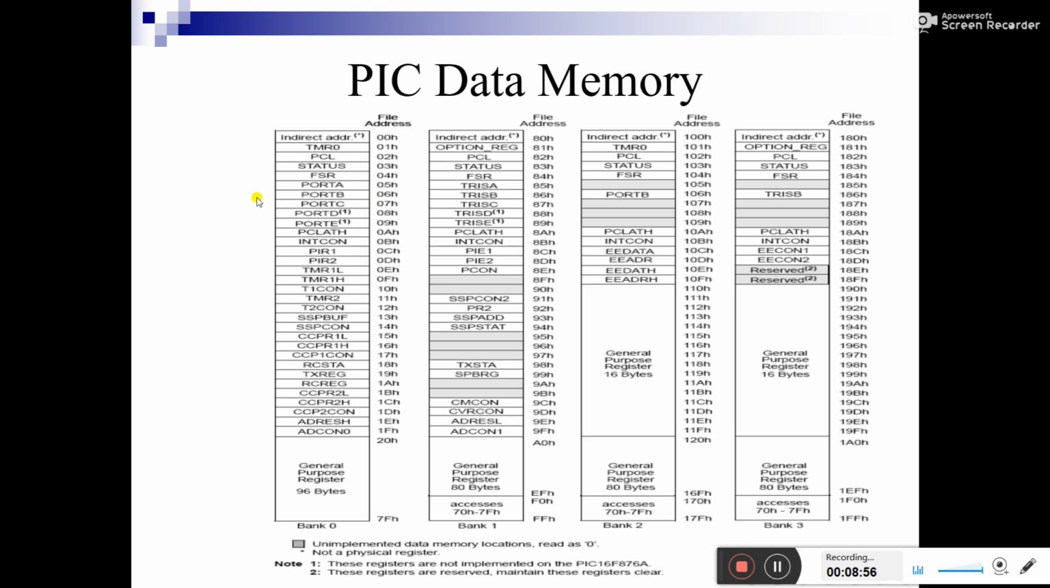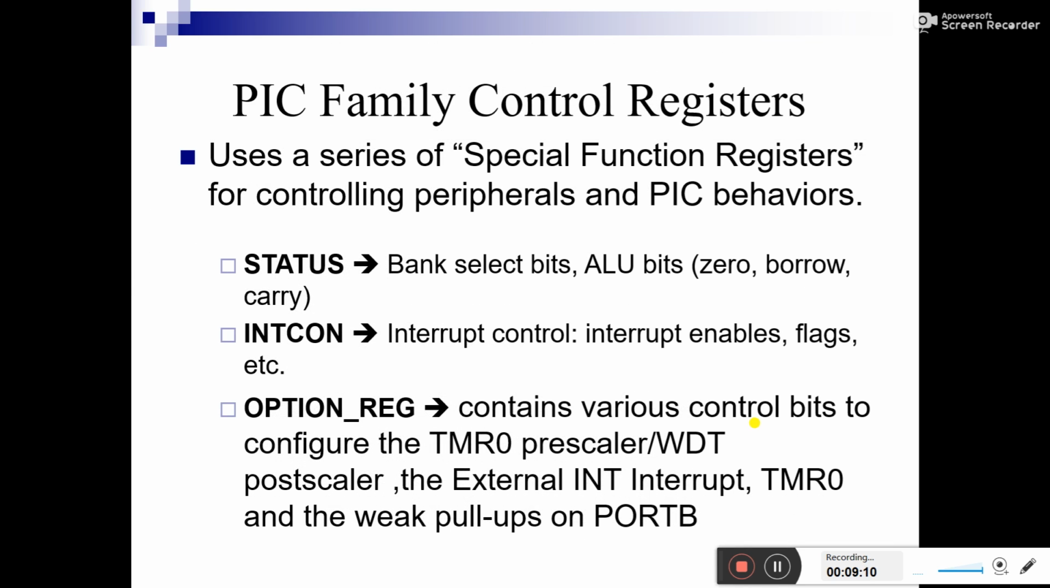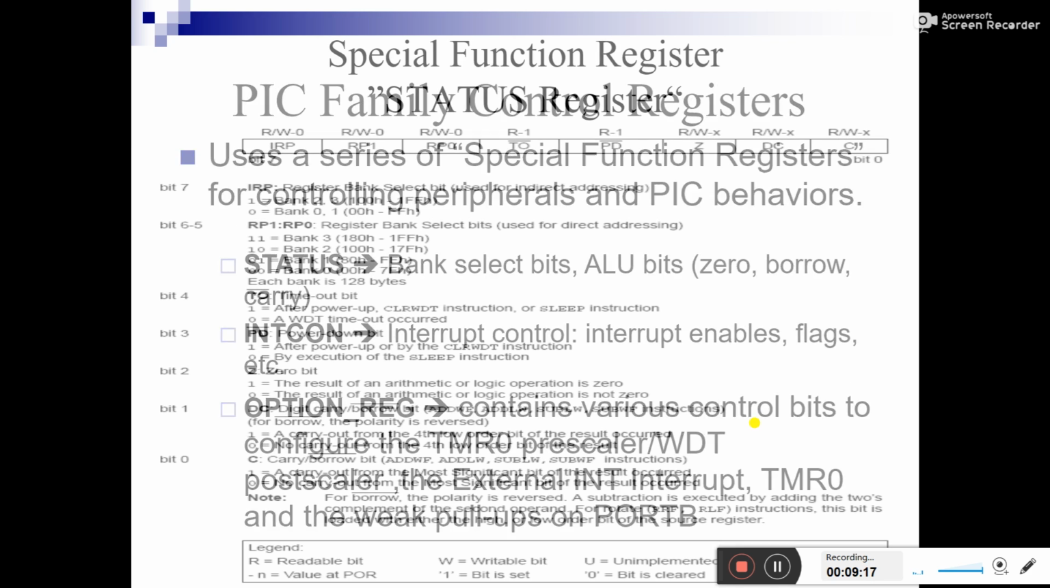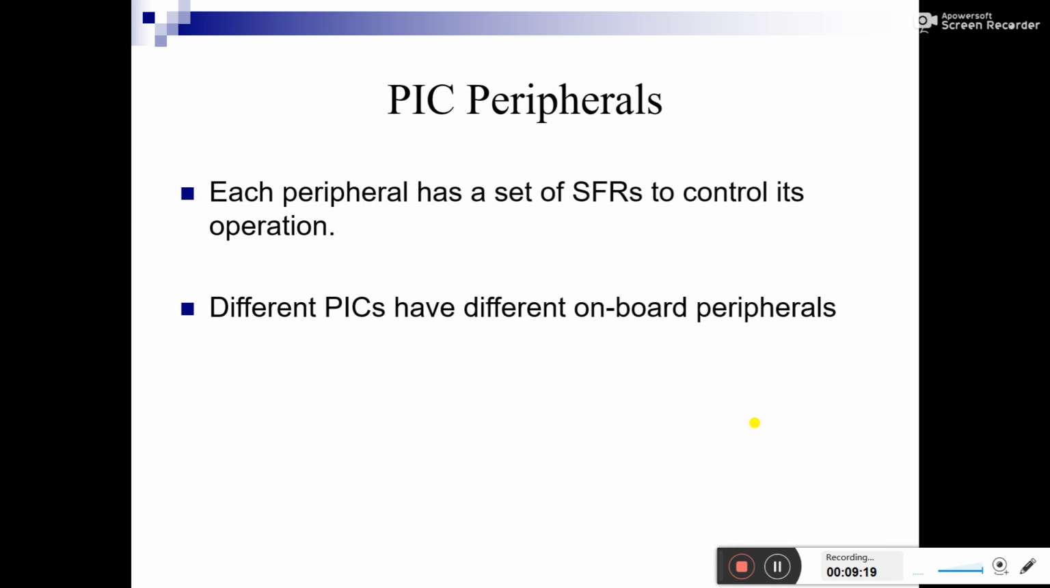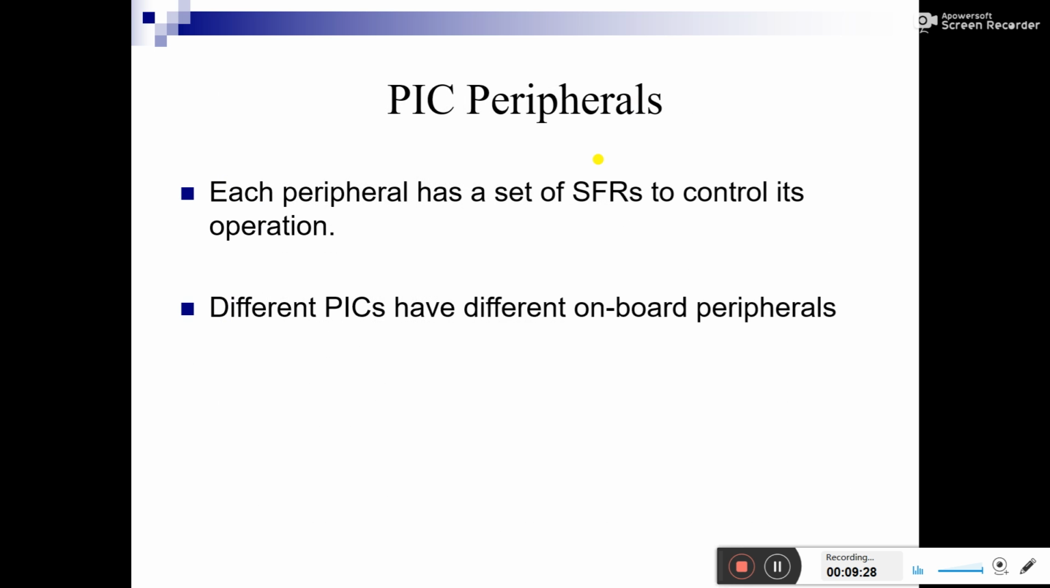So you can see that there are different types of registers available, and you need not go into much detail of it. It is just for your information. And now the PIC family control register, status, interrupt control, option register. So these are also available. So some peripheral features are also there, which are important as per your curriculum and syllabus.